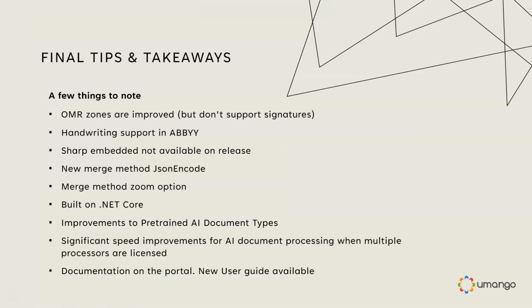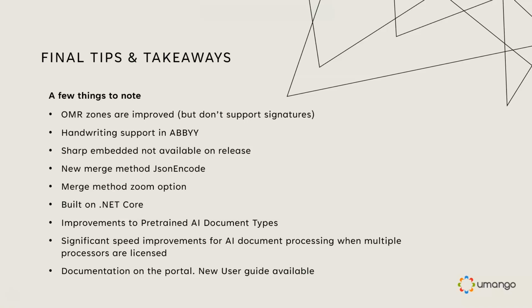All right, just a few more quick, short, sharp things that we'll go through here that didn't fall into those categories, but are important things that you understand as we move forward. So we've done some improvements to OMR zones. I don't know if you've played with our OMR feature in Umango 23, but it's perhaps not as accurate as we would have liked it to have been. So we've done some improvements there, but it has meant that our OMR zones no longer support signatures like they have in the past. If you want to do signature recognition, you're best to do that with a custom AI document and you'll get really good results there. So just something to bear in mind.